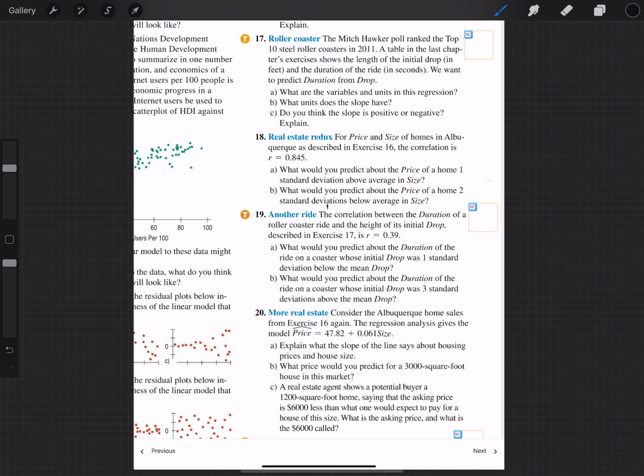Okay. In 18, it gives us that the correlation is 0.845. Predict what type of value.